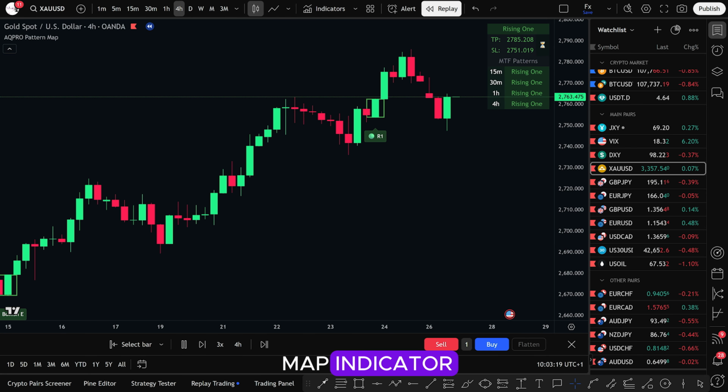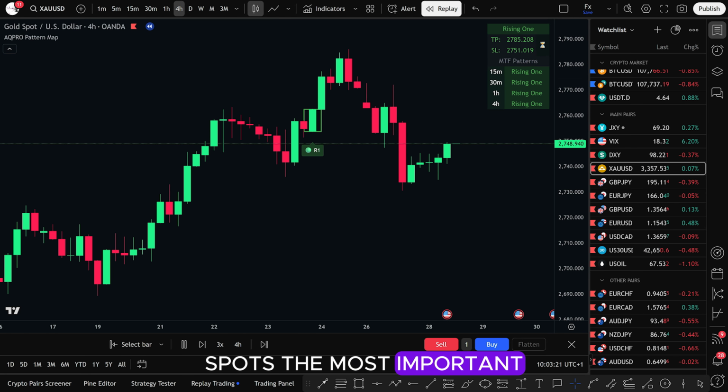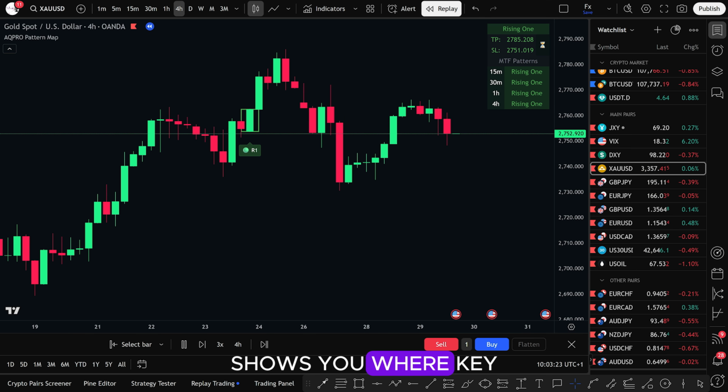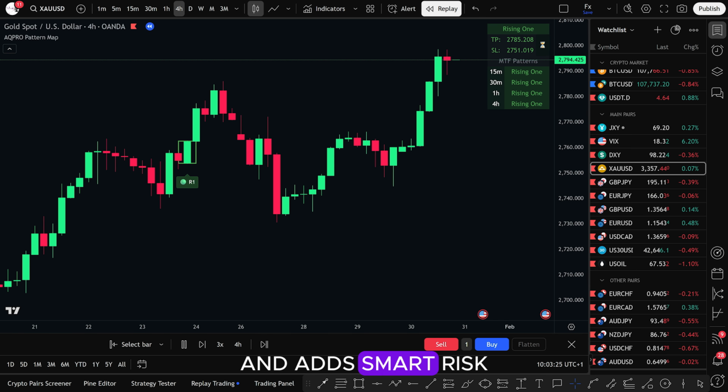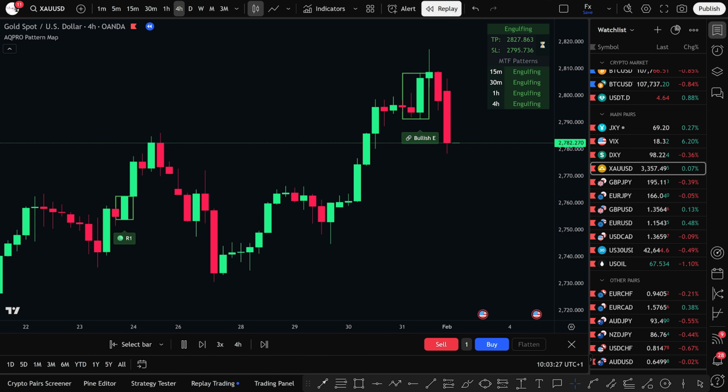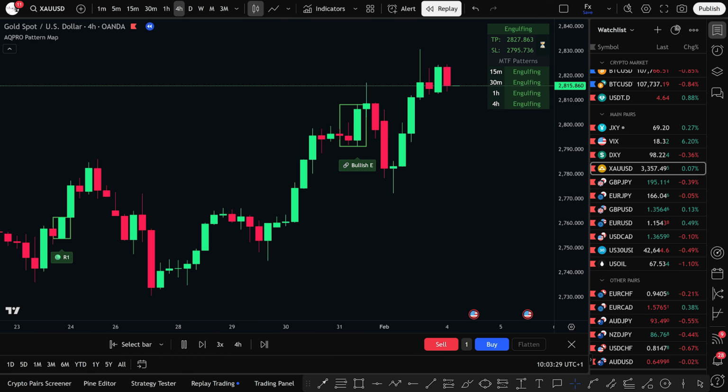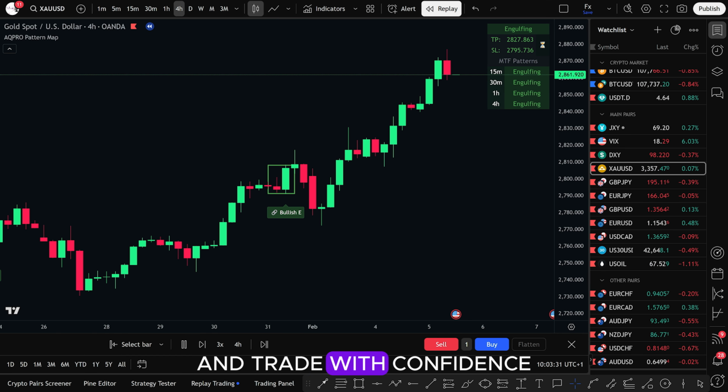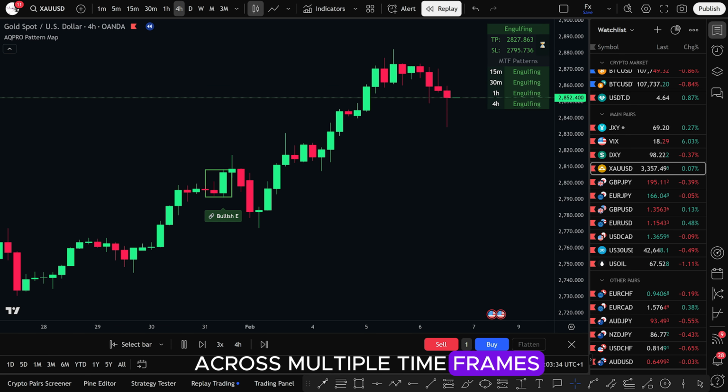AQPRO Pattern Map Indicator instantly spots the most important candlestick patterns, shows you where key setups are forming, and adds smart risk markers to guide your trades. Use it to catch strong entries, confirm reversals, and trade with confidence across multiple timeframes.